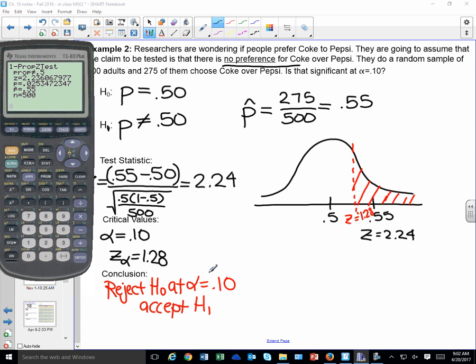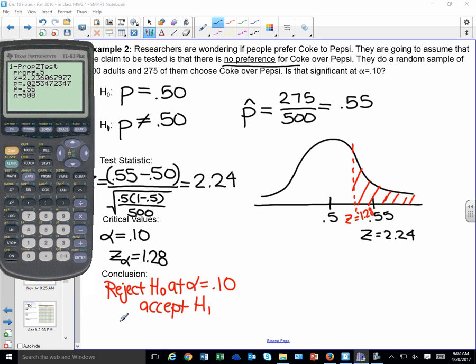We got the same outcome when we use the critical value. Okay, so using the critical value, our test statistic fell farther away than the critical value did, so we would reject. It fell into the rejection region. So since it fell in there, we reject it. So you're going to get the same conclusion either way.